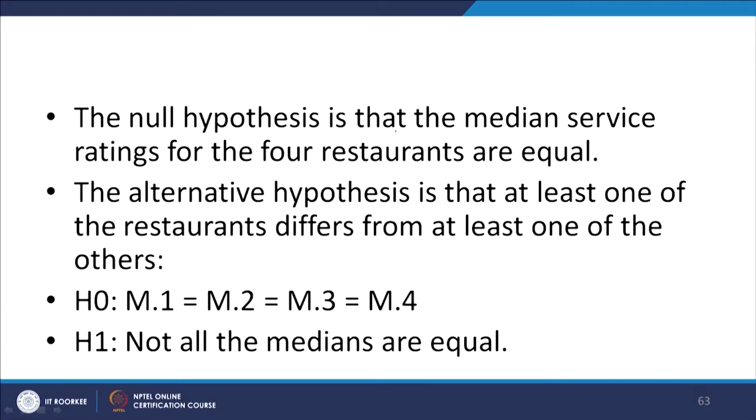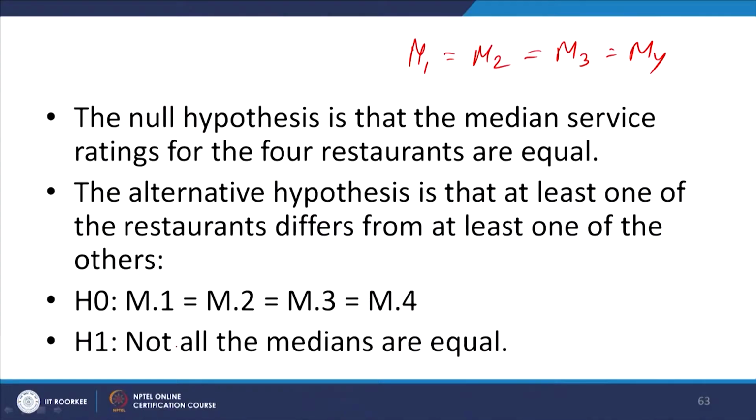The null hypothesis in this case, you should kindly take a pause and start writing the null and the alternate here. Anyway, the null hypothesis is that the median service ratings for the 4 restaurants are equal. That means median M1 is equal to M2 is equal to M3 is equal to M4. So, all the median values are the same. What is my alternate? At least not all the medians are equal, at least one of them is not equal.